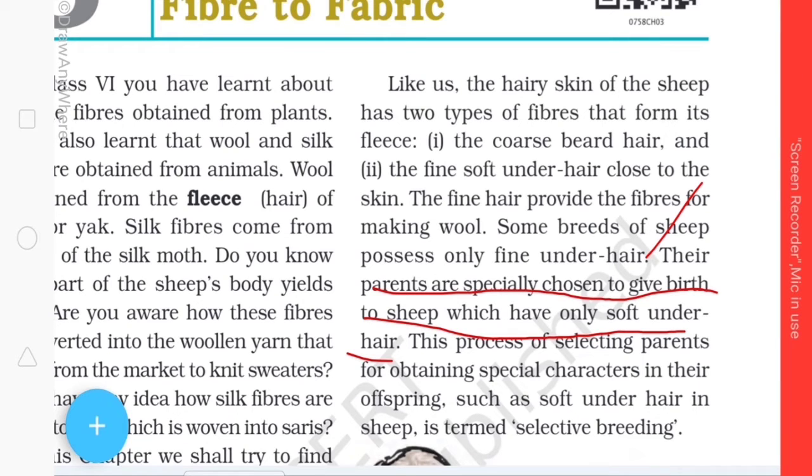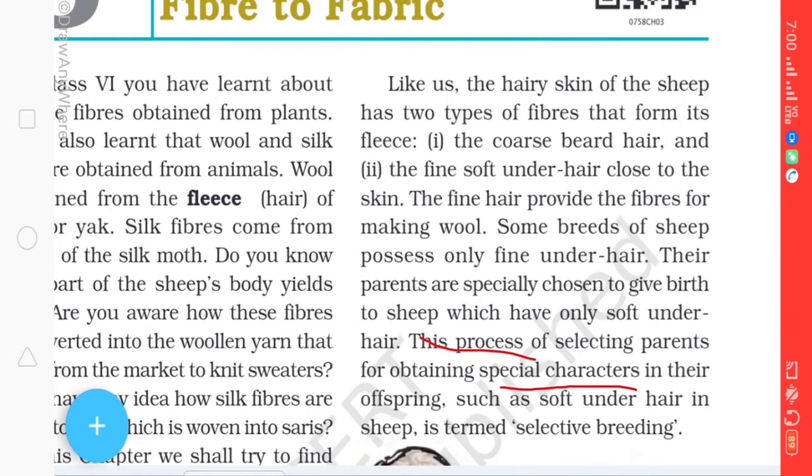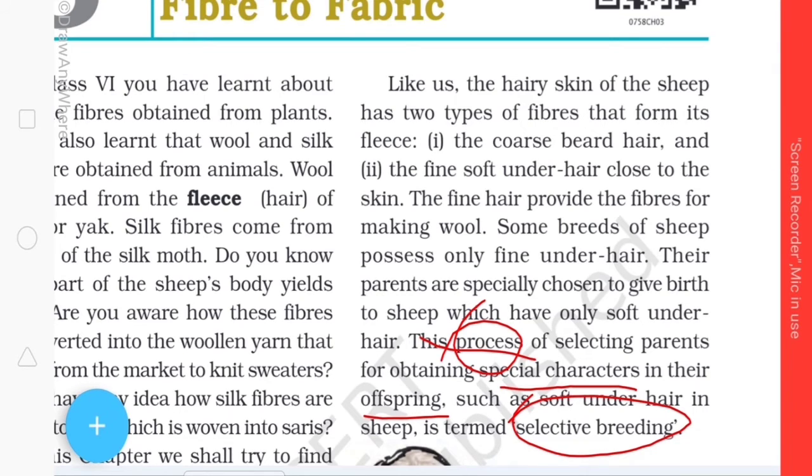Now this process of selecting parents for obtaining special characters in their offspring, such as soft under hair in sheep, is termed selective breeding. So this process of selecting parents for obtaining a special character is known as what? Selective breeding. And what is the special character we have done this selective breeding for? That is to get sheep which have only soft fine hairs on their body. So students, do remember the word selective breeding and why we do this selective breeding. All this you must remember.